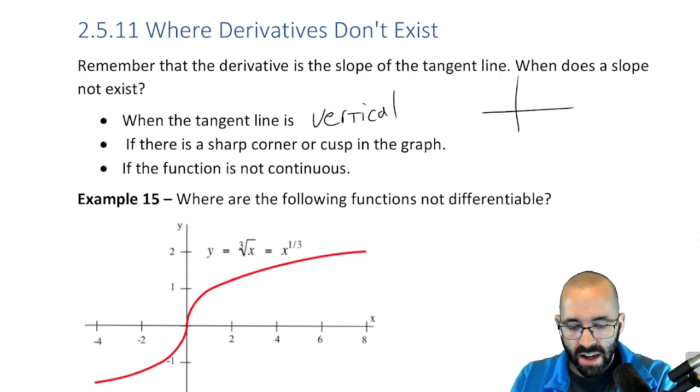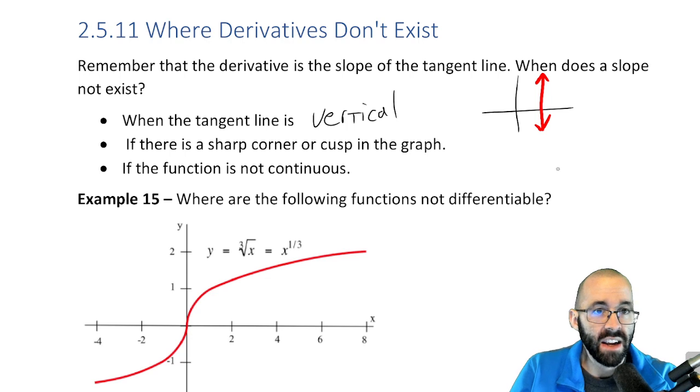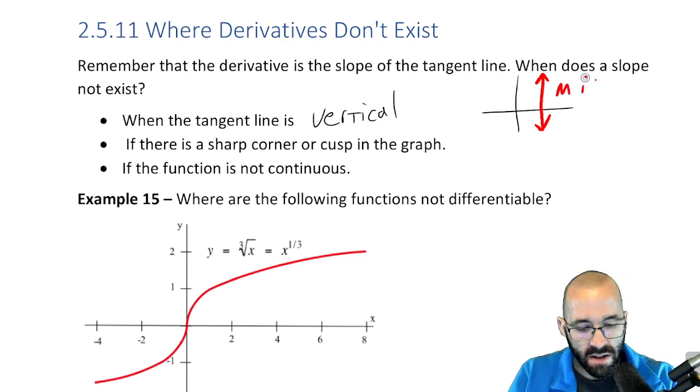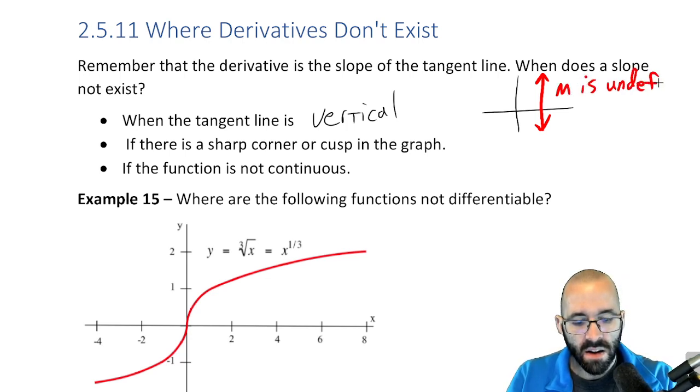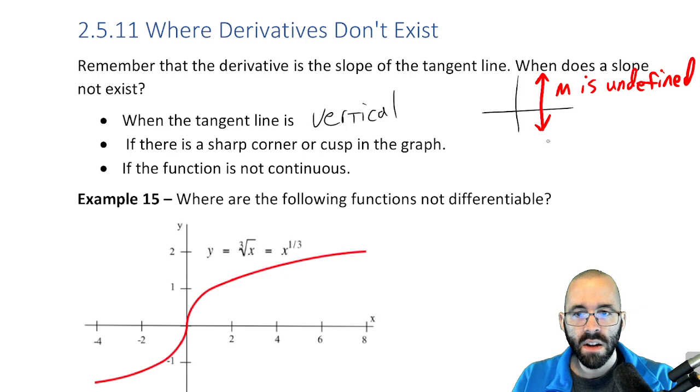If you have a vertical tangent line, what's the slope? If I have a line that looks like this, what's the slope of this line? It's undefined, right? So if you ever have a vertical tangent line, the derivative won't exist.